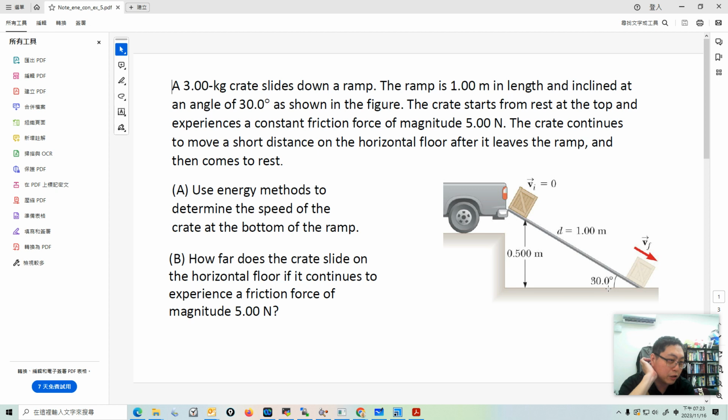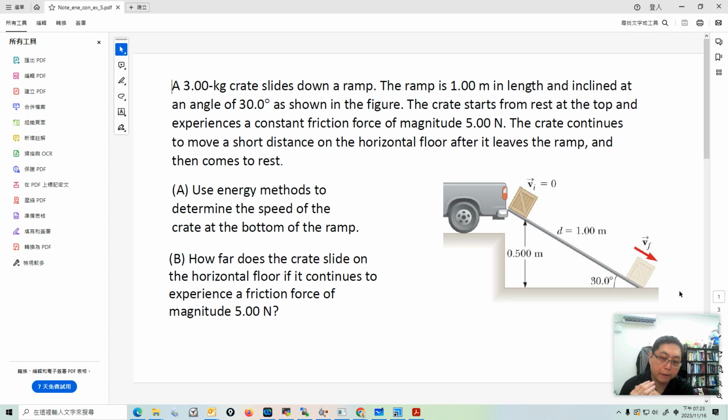The first question: use the energy method to determine the speed of the crate at the bottom of the ramp. The second question: how long does the crate slide on the horizontal floor if it continues to experience a friction force of magnitude 5.0 Newton? When the crate hits the bottom, it will continue to slide on the horizontal surface and experience the same friction force, 5 Newton. How long will it slide on the horizontal surface?